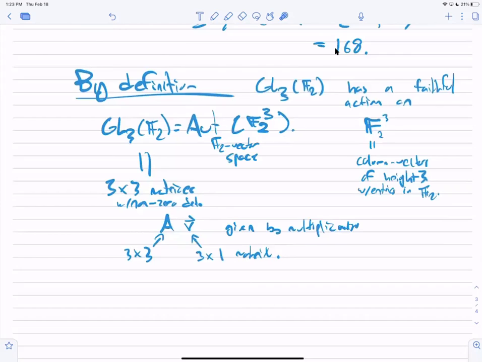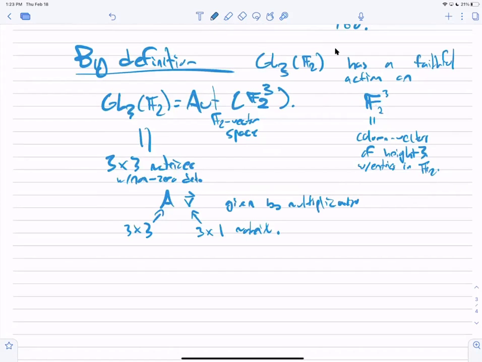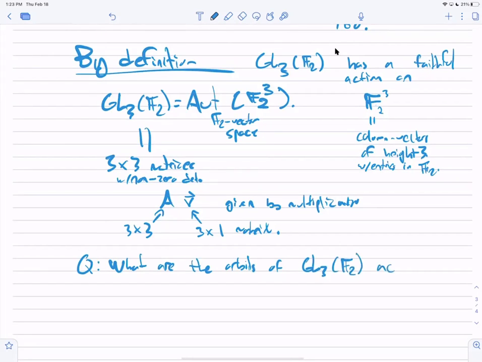Let me say that in a slightly different way, though. Actually, let me ask you a question. What are the orbits of GL3 of F2 acting on F2 cubed?